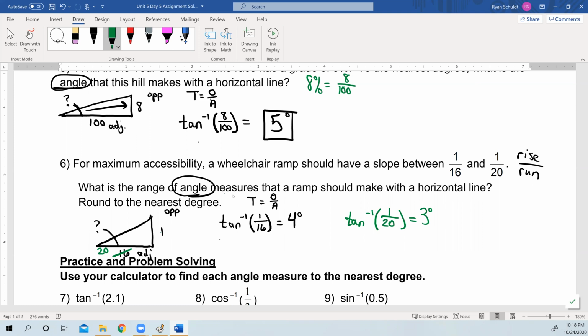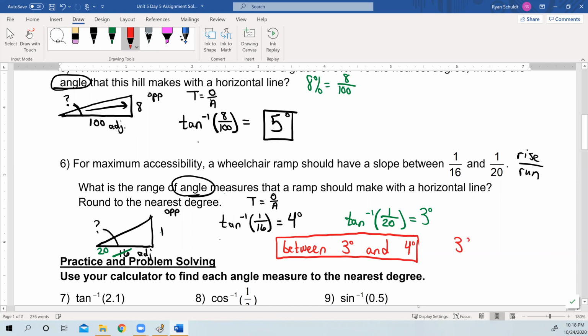So what range can we have? We have to be between 3 and 4 degrees. So that's what we'll say is our final answer. Between 3 degrees and 4 degrees is what we have to be. Or you could also write this as an inequality, like that. That would also work too.